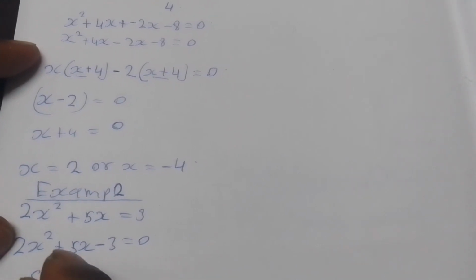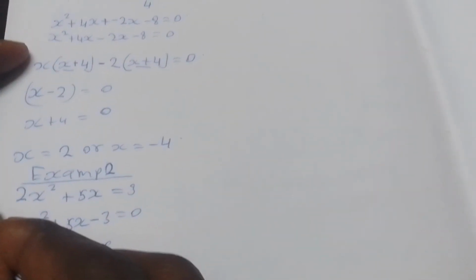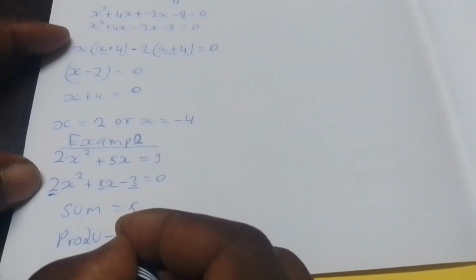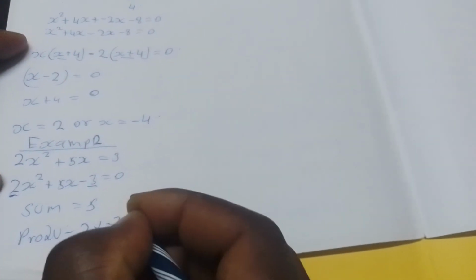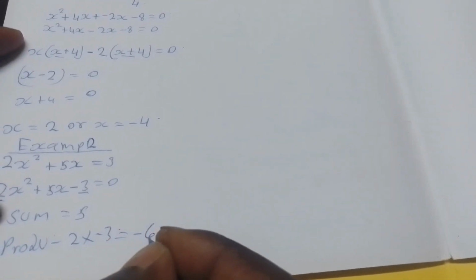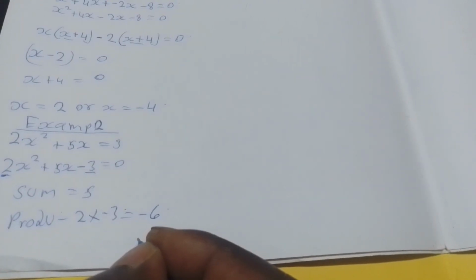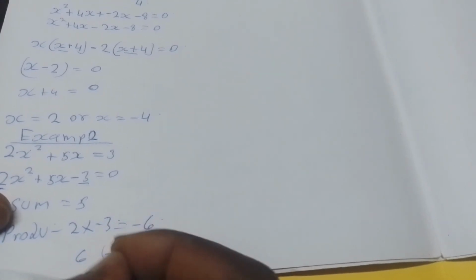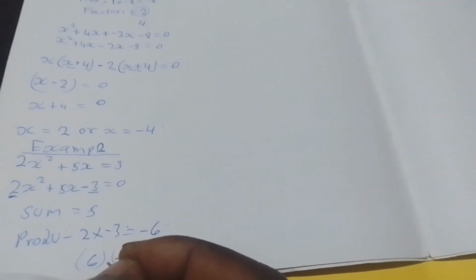Our sum will be 5. For the product, the coefficient here now is 2 and the constant is -3. So you will multiply 2 times -3, which will give you -6. So get two factors that if you multiply will give you -6, and if you add will give you 5. These are 6 and -1.